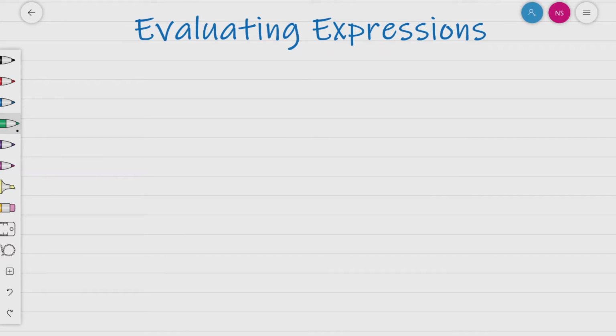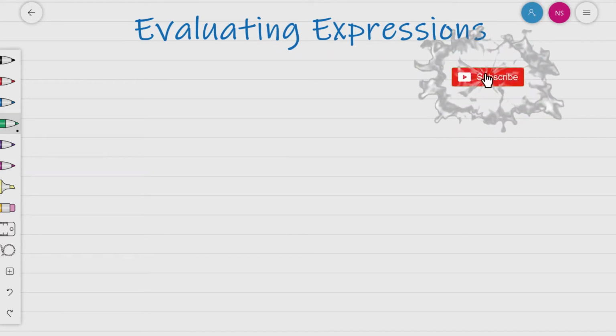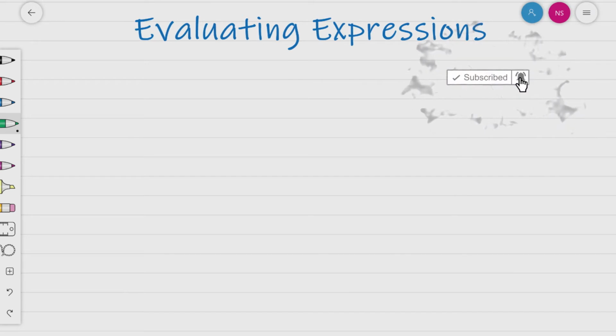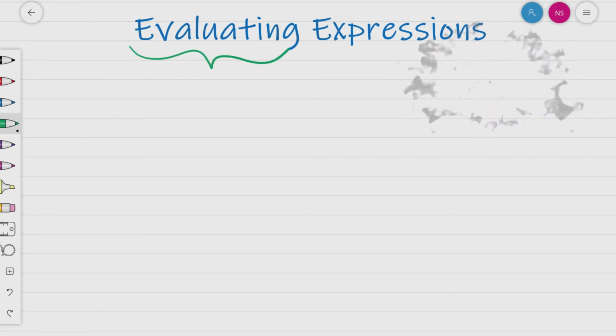Alrighty, the first thing that we're going to be starting off with is what evaluating expressions even means. Alright, so if we look here, evaluating, the very first word, what I want you guys to think of it as is the word solve. Every time you're given a question, maybe a question like evaluate the following expression, that just means solve the following expression.